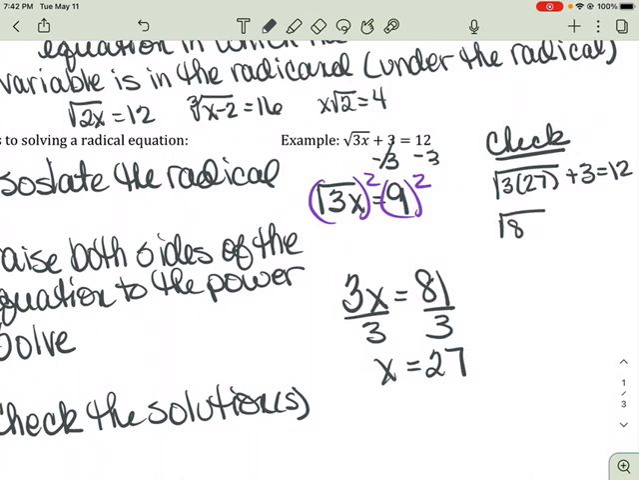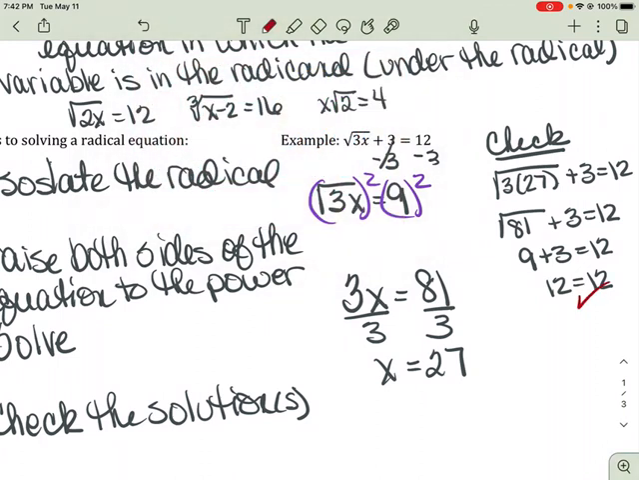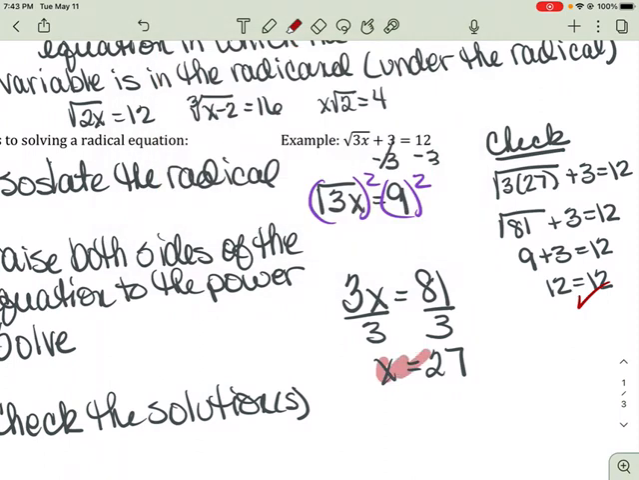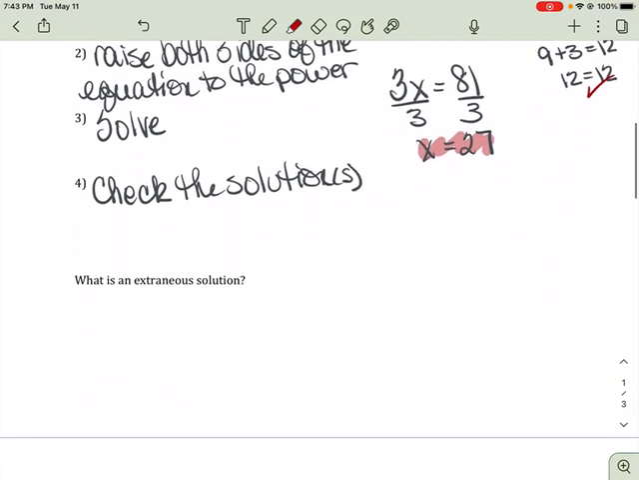So 3 times 27 is 81. The square root of 81 is 9. And 9 plus 3 is 12. So both sides are equal to 12. We are good to go, and this is our solution to the square root of 3x plus 3 equals 12. All right, so let's try a couple of these.